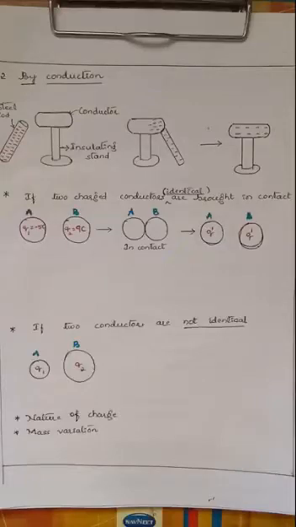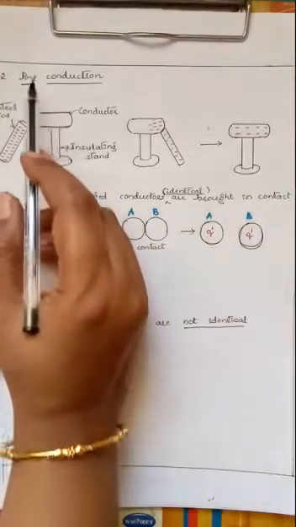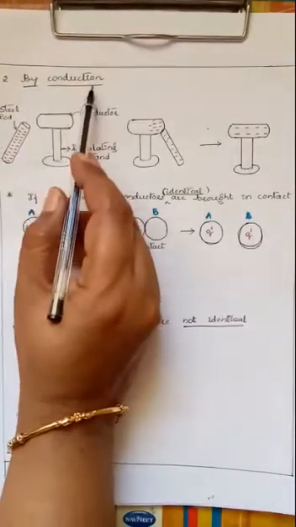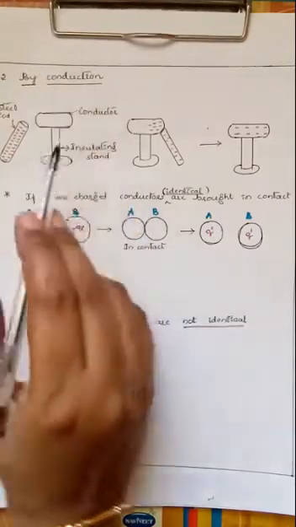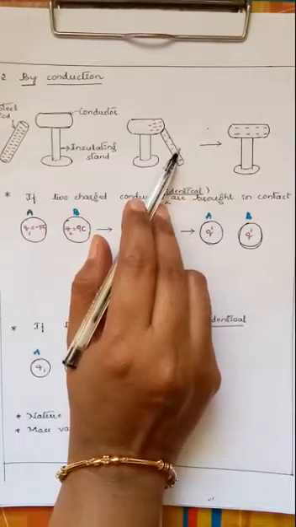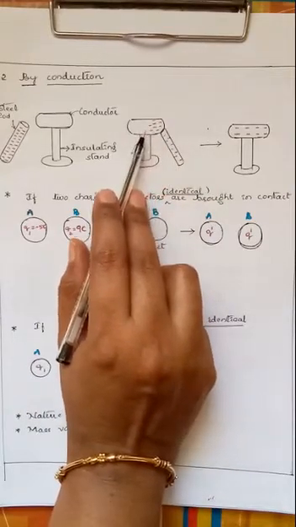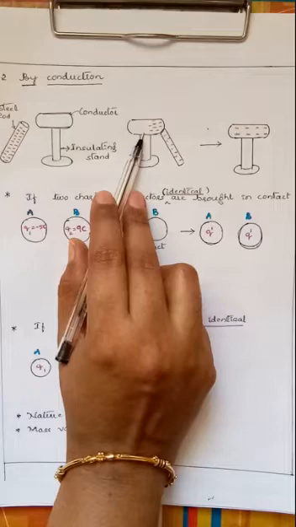Children, in the previous video we saw the charging by friction method, where we rub two bodies with each other, and by actual transfer of electrons from one to another the charging of the body takes place. Now let us see another method, that is charging by conduction. So what do you mean by charging by conduction? Here we are going to bring a charged body in contact with another uncharged body.